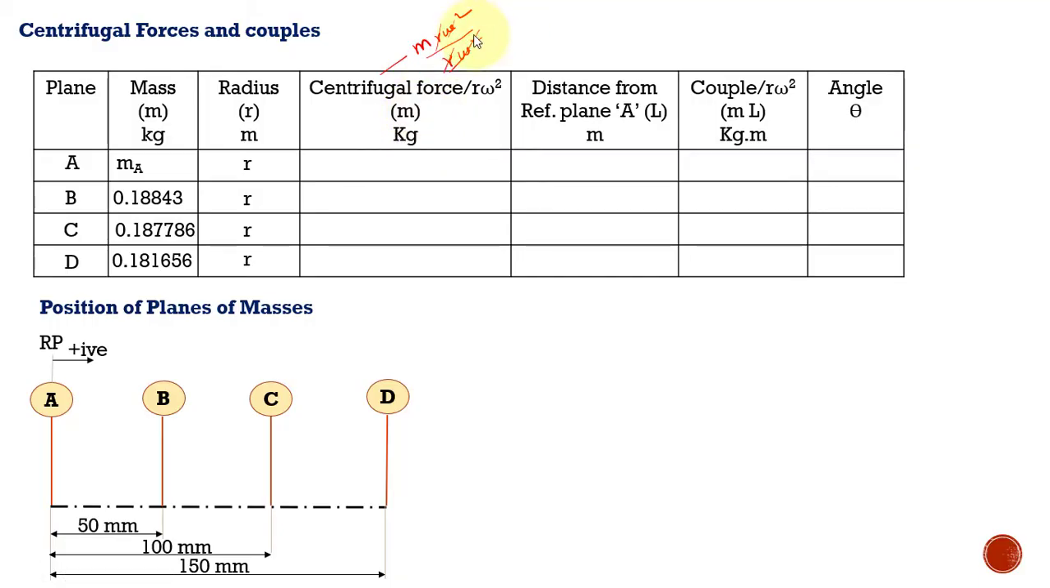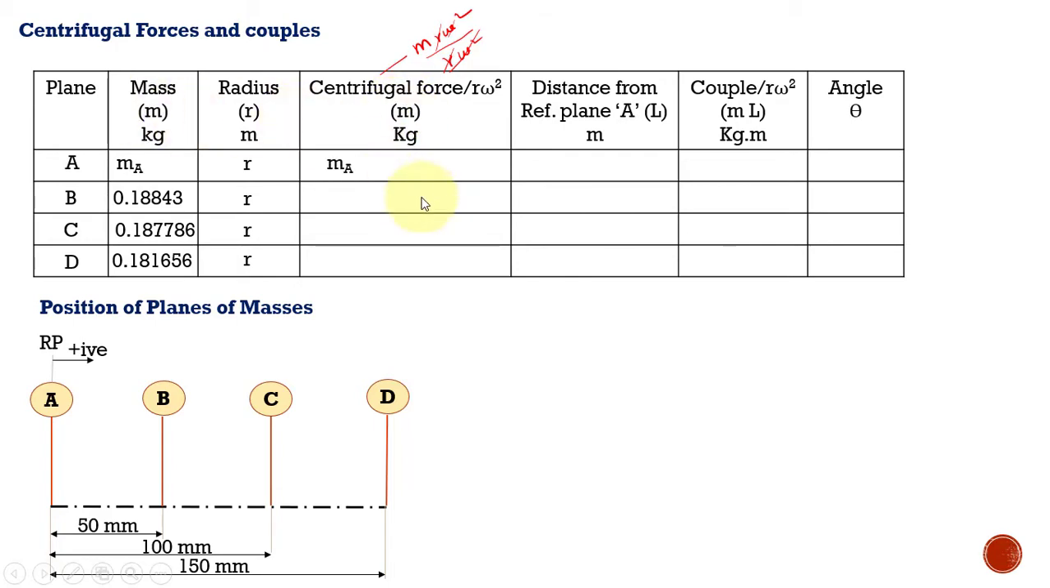The reason is that the r value as well as the omega value are common, that is, the same value. Though we have got four different masses revolving in different planes, they are attached to the same shaft, so the omega value will be the same for all the masses. So we are going to ignore r and omega values. Finally we are going to get only m here, so the centrifugal force is exactly equal to the value of m.